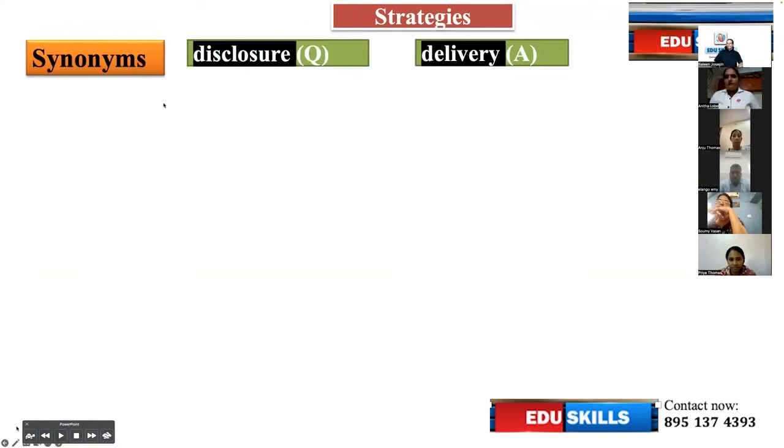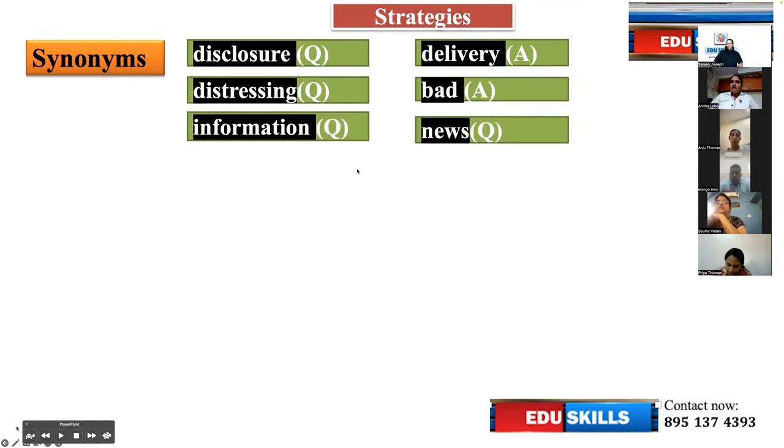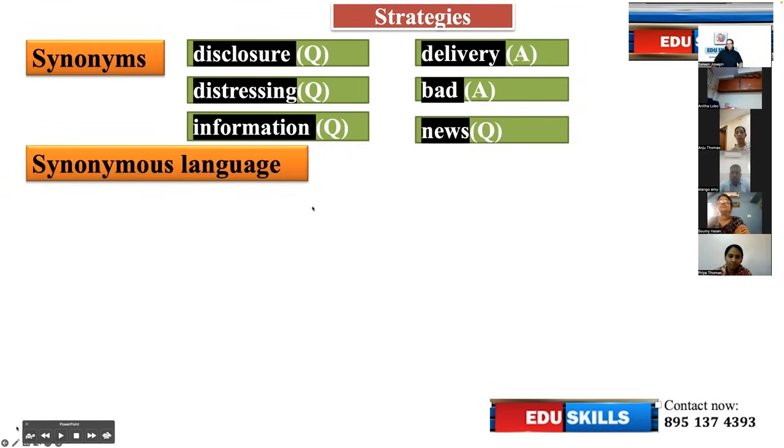Now you see synonyms, how they use. Disclosure, in the question says disclosure of news. Here it says delivery. In the answer option, it is delivery. And distressing, bad. In the question you have distressing news. In the answer option you have bad information. In the question you have information. Here, sorry, this is in the text. Okay, news. Information means news.